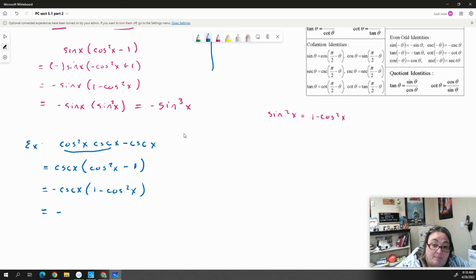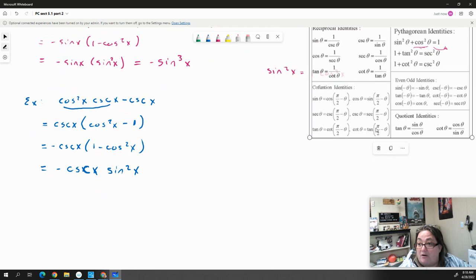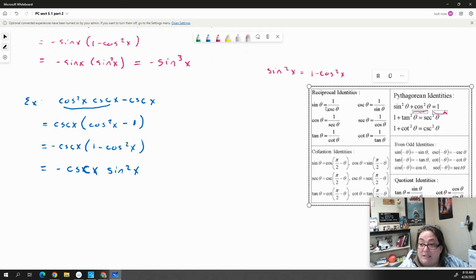And so right now I have minus cosecant of x times sine squared x, right? Why? Because of the Pythagorean identity, just like we did in the last bit. Now, this isn't completely simplified because if we look at our chart, we can also see that sine of theta is equal to 1 over cosecant of theta. And in retrospect, we could say that cosecant of theta equals 1 over sine of theta.